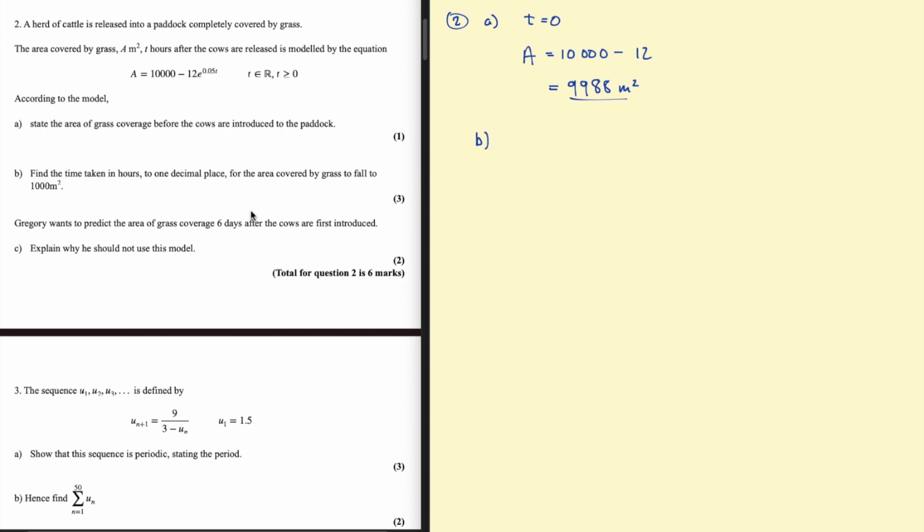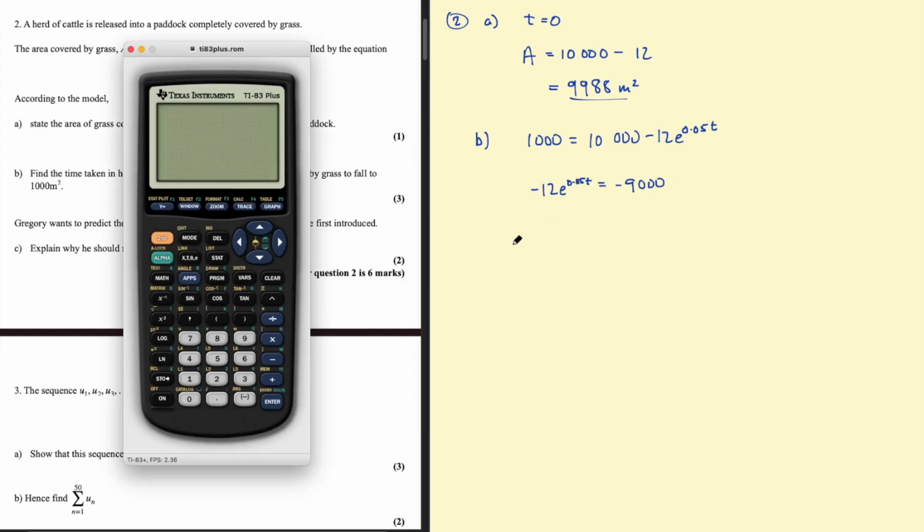Okay, for this one, we want to let the area equal 1,000. So plug 1,000 in for A, we're going to have 1,000 equal to 10,000 take 12e to the power of 0.05t. Then subtract 10,000 from the left-hand side. So I'm going to switch the equation around. We'll have negative 12e to the power of 0.05t equal to negative 9,000. Divide by negative 12. Might as well get our calculators out for that. So 9,000 divided by 12. That will give us 750. So we get e to the power of 0.05t equal to 750.